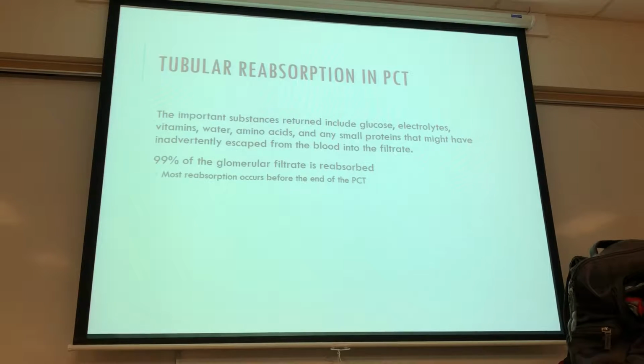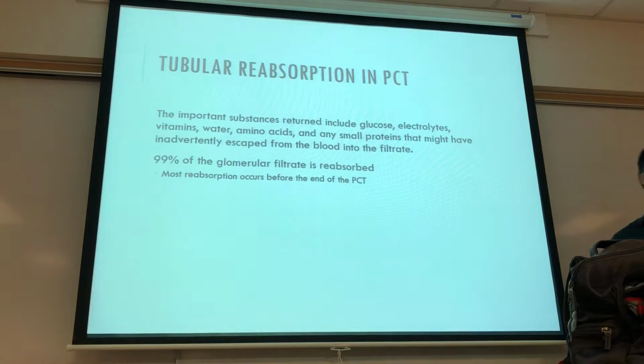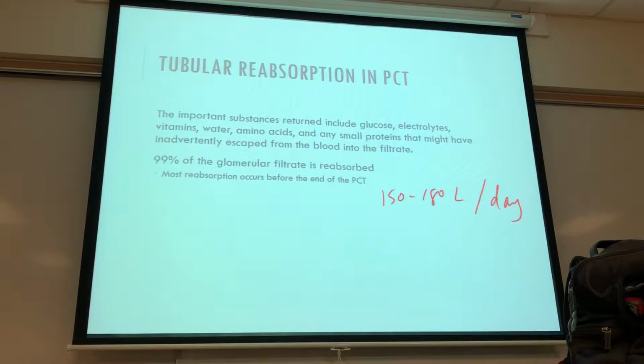Now, tubular reabsorption. How much do we reabsorb? About 99% of what was present in the glomerular filtrate is going to be reabsorbed. So as I mentioned, about 150 to 180 liters per day, and we're going to reabsorb 99% of that, which is going to bring us to about 1 to 1.5 liters per day in urine. So we're going to have to reabsorb a lot.